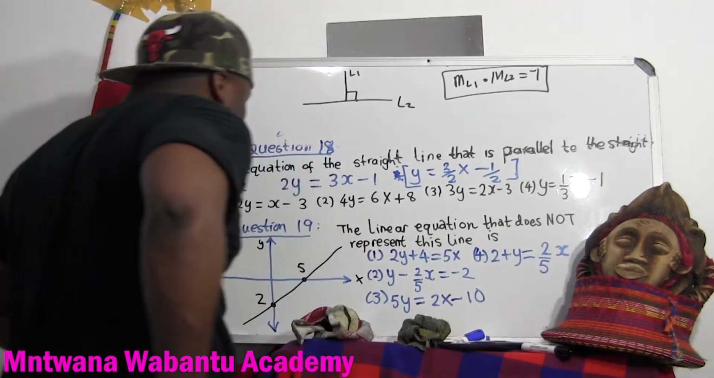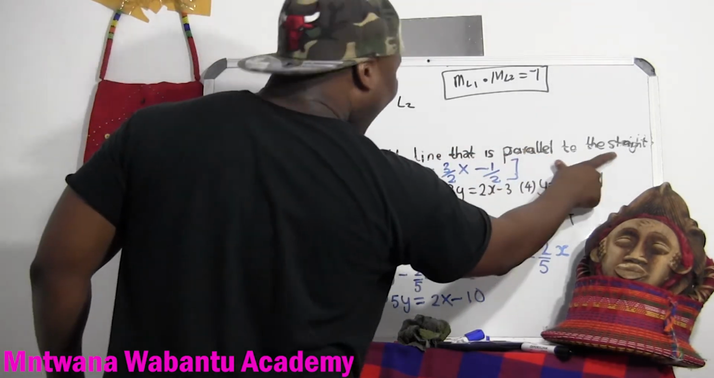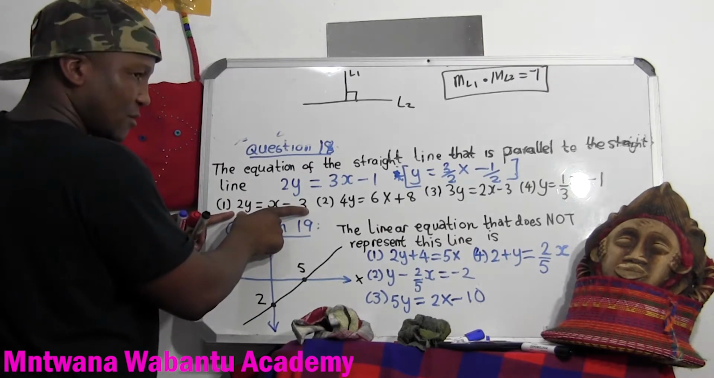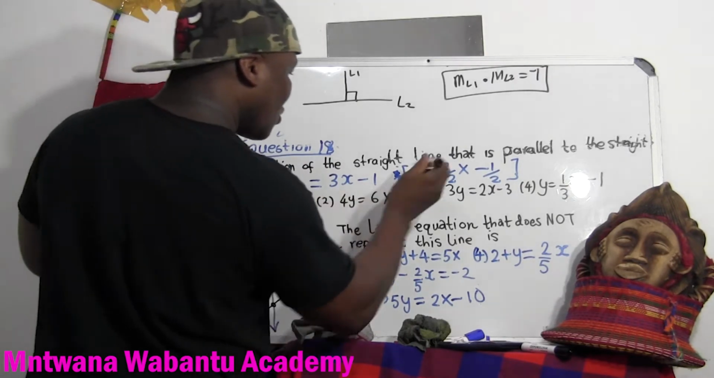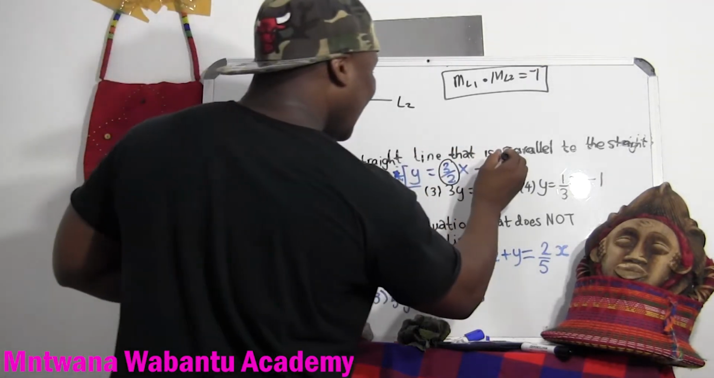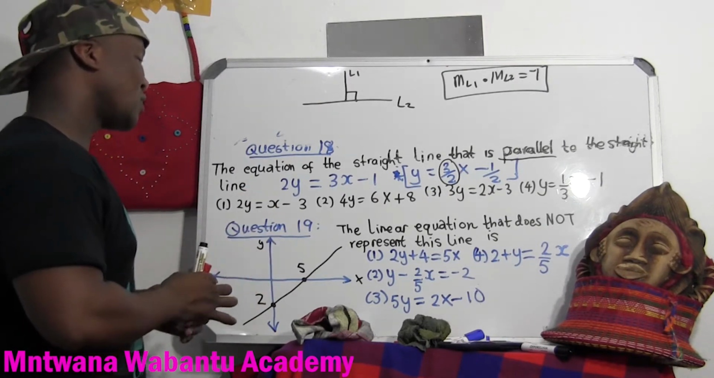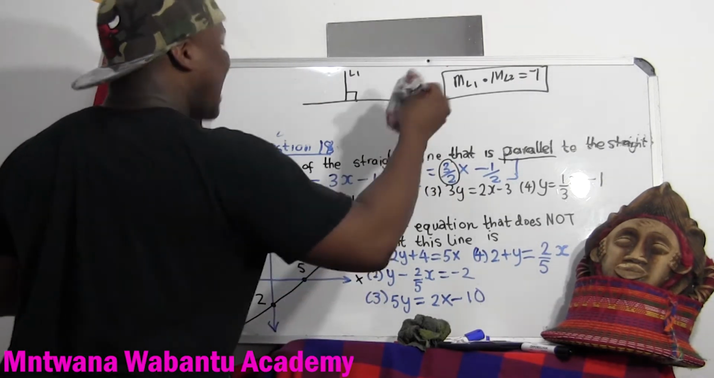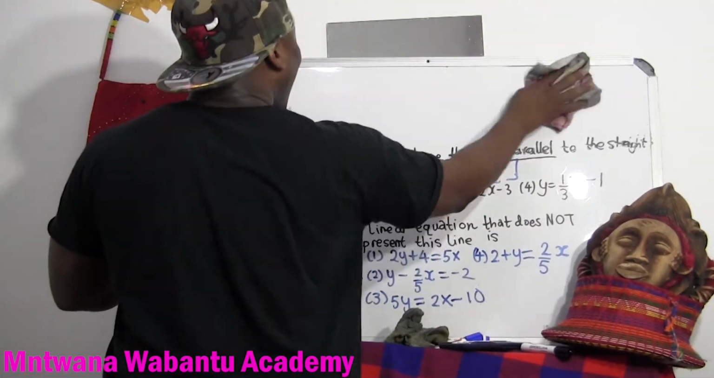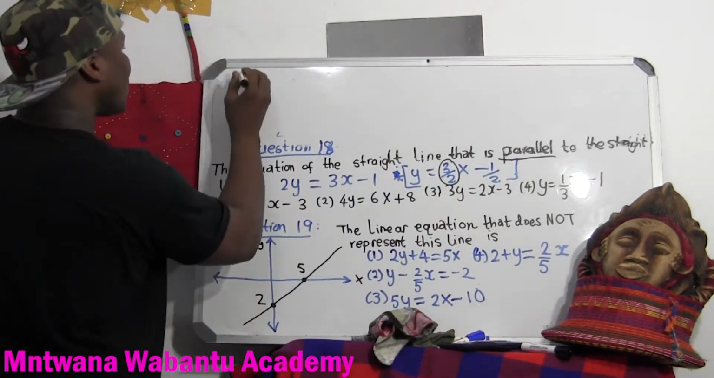So now for this case, since they say the equation of a straight line that is parallel to the straight line, I'm going to take this equation, rearrange it, and see if it has the same slope as this one, because if it has the same slope, it means it's parallel to this. You see what I'm saying? That's what I want, the equation of a line which is going to be parallel to this. Now let me take them one by one. Let me take the first equation. First, arrange it in the standard form of a line. So let me take this one, option 1.